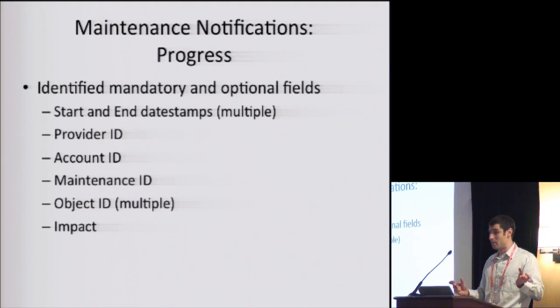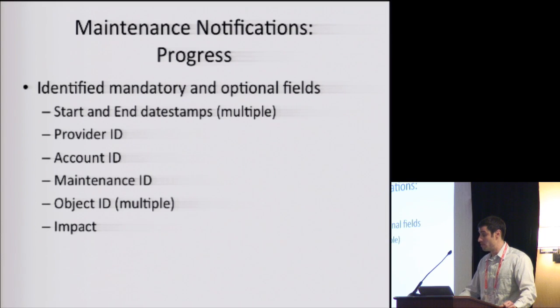Obviously, you need to know when the maintenance windows start and end. There should be a unique identifier for who the provider is. We found that some organizations have multiple units internally that consume the services of a single provider. So we thought including an account ID associated with the services on that maintenance would be helpful for dispatching internally. We need a maintenance ID that uniquely identifies this maintenance from every other maintenance that the provider has announced.